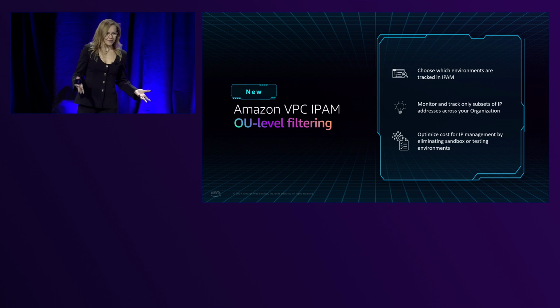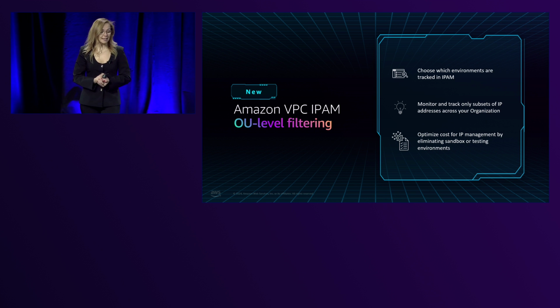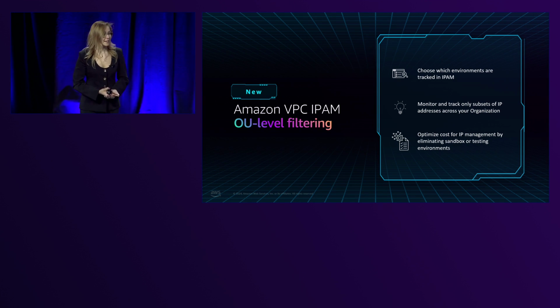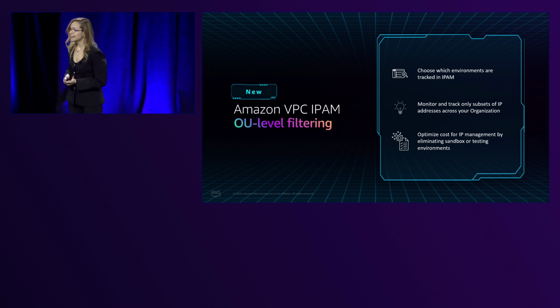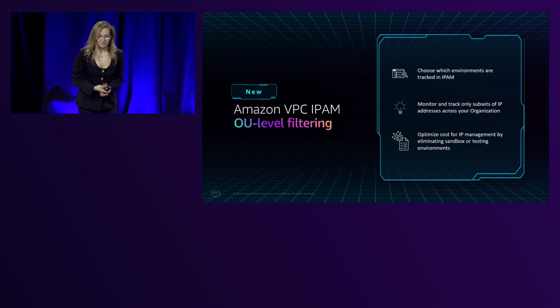Now, the newest feature launch that we are going to be talking a bit about is OU level filtering in IPAM. We have heard from customers their need to minimize the scope of management in IPAM, to exclude certain environments in their AWS organization, and that is what OU level filtering helps you achieve.